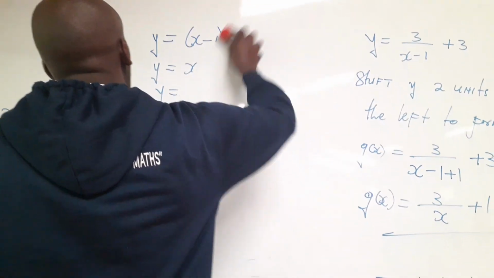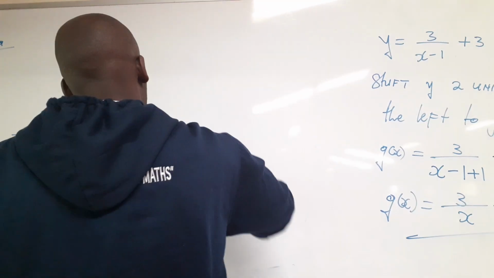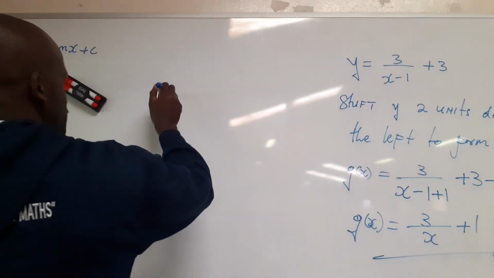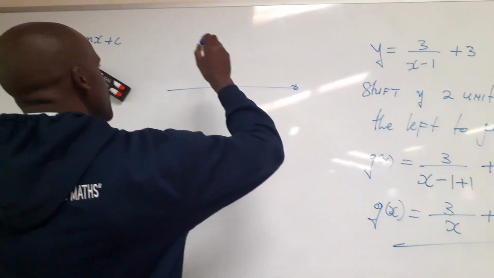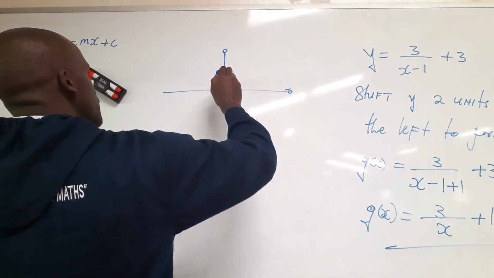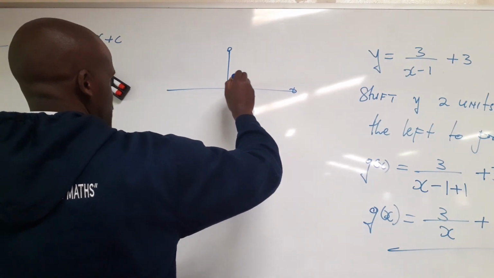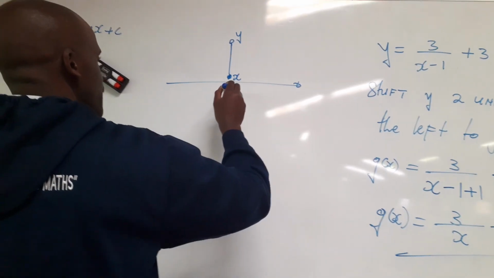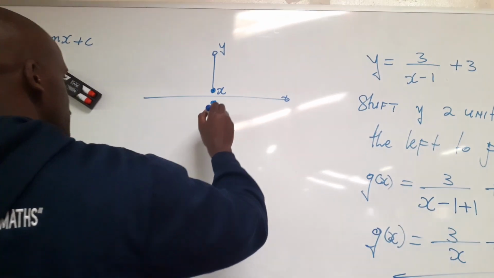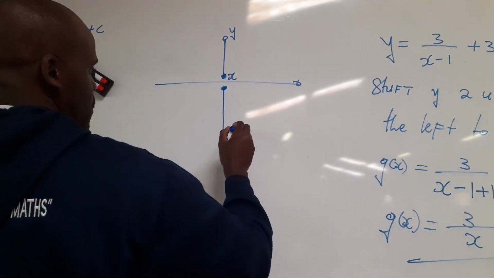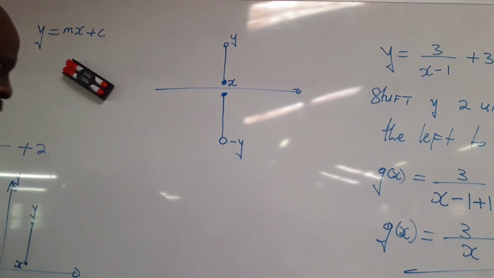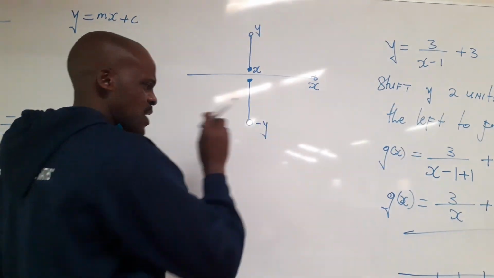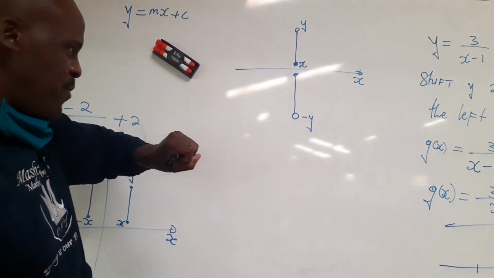If you are to reflect about the x-axis now, we've got x here, we've got y there. When we reflect this, it will be like that. But now, this is negative y. When you reflect about the x-axis, y is affected. In other words, you just multiply y by negative.